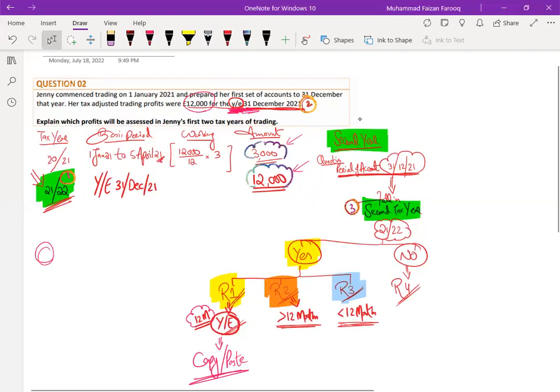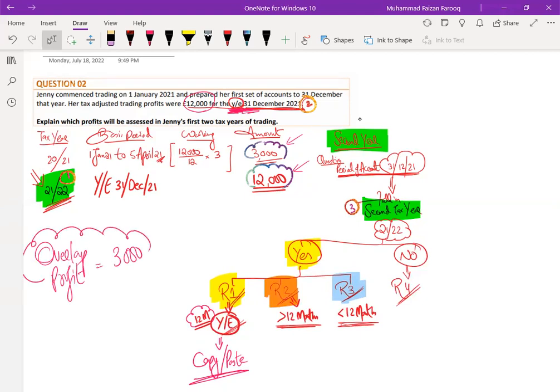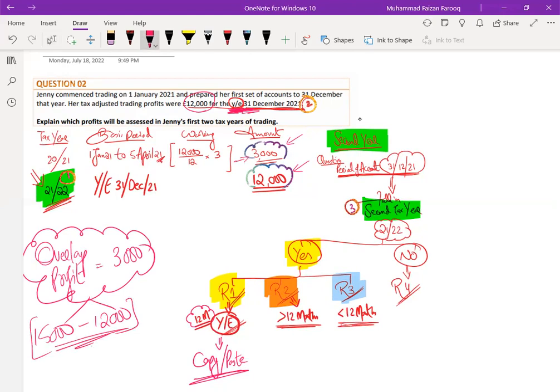So what is this? This is known as overlap profit. Overlap profit is 3,000. How? My real profit was 12,000, but when I took this profit in my basis period, it became 15,000. Look here, 3 plus 12 comes to 15,000. The actual profit as per the question is 12, but in the basis period it sums up to 15,000, which means I am paying an additional amount in the tax calculation format. I am adding 3,000 extra as trading income in my format, so it's called overlap profit, and you have to pay extra tax on this extra amount.